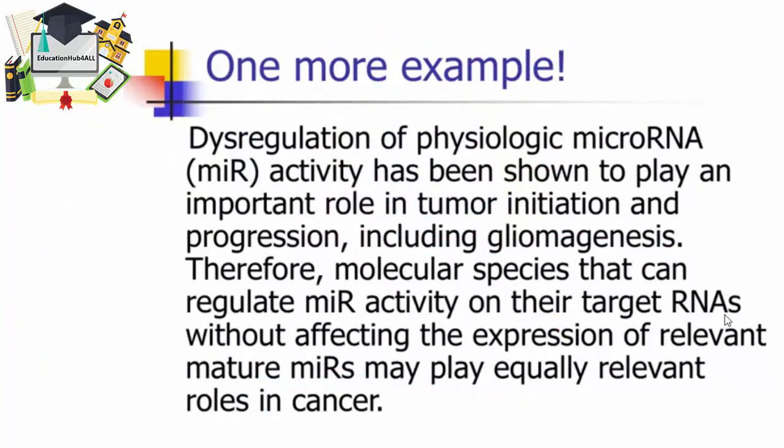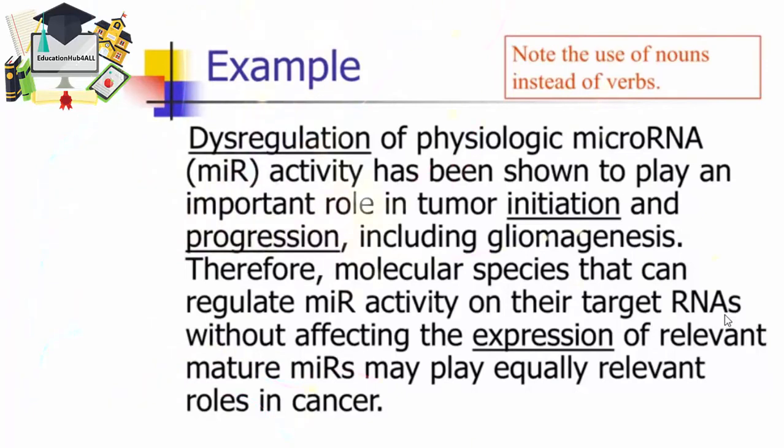I find this passage hard to read. I have to struggle to figure out exactly what it is the authors were intending to say. I'm going to point out some specific features that make this example difficult to read. First of all, as in some earlier examples we saw, there's the use of nouns rather than verbs. The authors use dysregulation, initiation, progression, and expression. Those are all nouns that could have been verbs: dysregulate, initiate, progress, and express. Verbs move sentences along, whereas nouns slow the reader down.